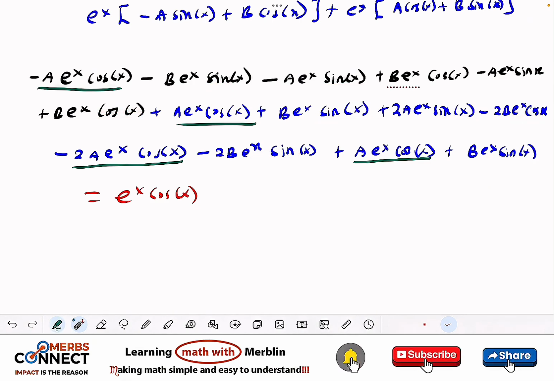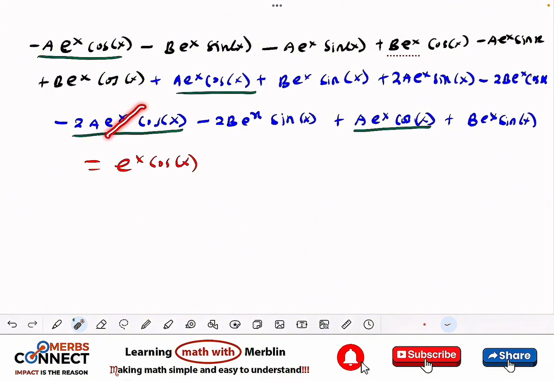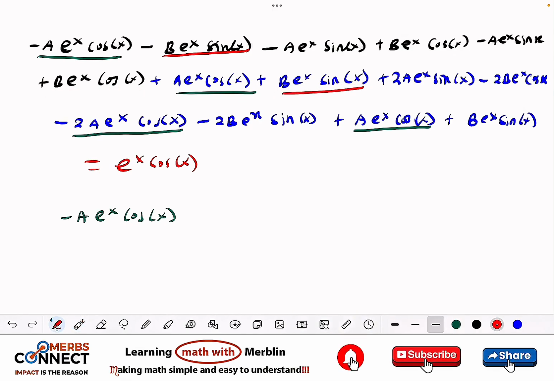No. So this will cancel this and this, so it will be left with this. So you're going to have minus ae cos x. Then let's look for this term, b and sine. Okay, we have b and sine here. So I'll underline that. We have another b and sine here, and I think we have another b and sine here.